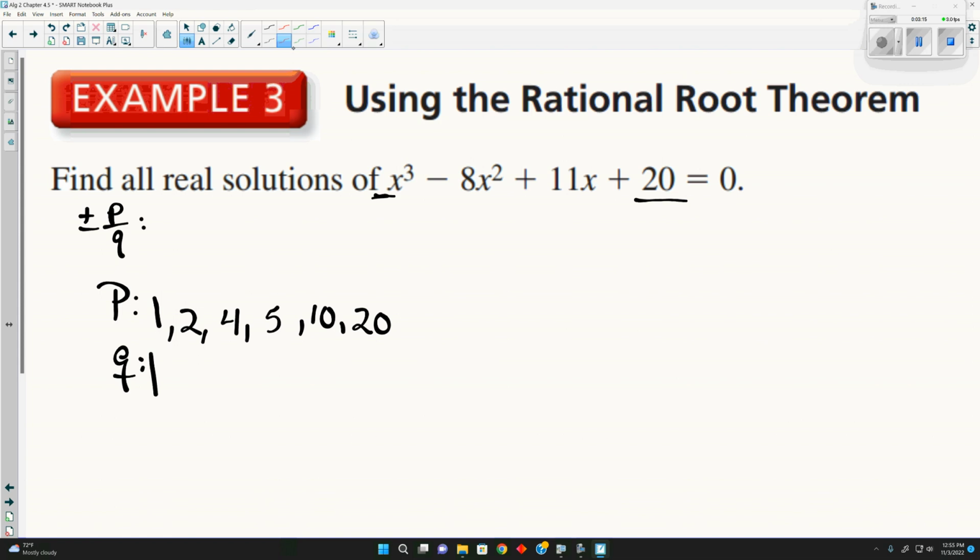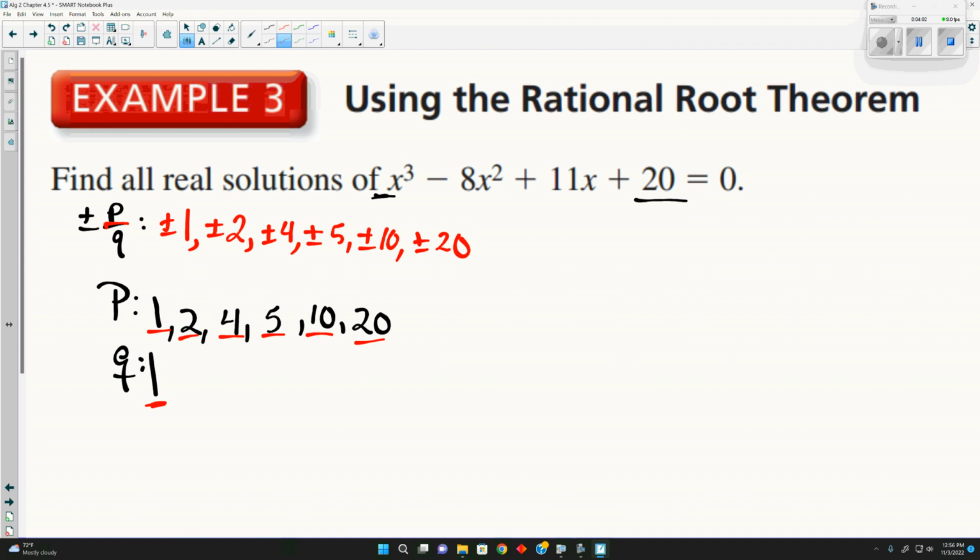Now to find the possible rational zeros, we take all the factors of p and divide them by all the factors of q. I always start with the first value of q, which is normally going to be 1. So 1 divided by 1 is plus or minus 1. Then 2 divided by 1 is plus or minus 2. Then 4 divided by 1 is plus or minus 4. Then 5 divided by 1 is plus or minus 5. Then 10 divided by 1 is plus or minus 10. And lastly, 20 divided by 1 is plus or minus 20.